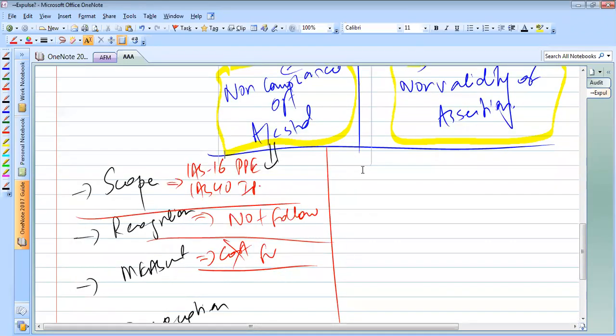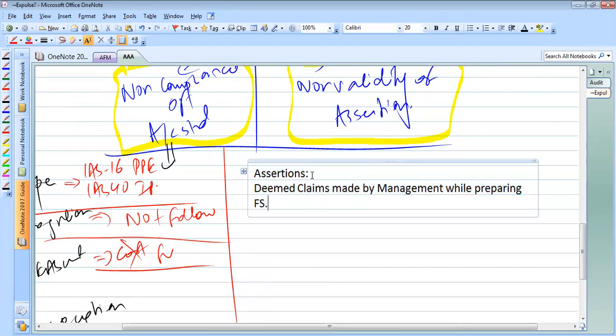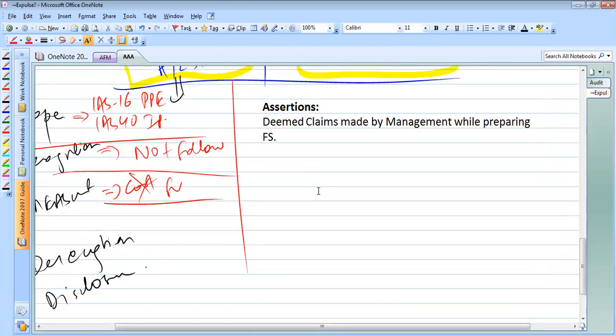Now what exactly is an assertion? Let's try to understand the concept of assertion. Assertion actually means the deemed claims made by management while preparing the financial statement. So the claims that the management makes while preparing the financial statement are actually termed as assertions.